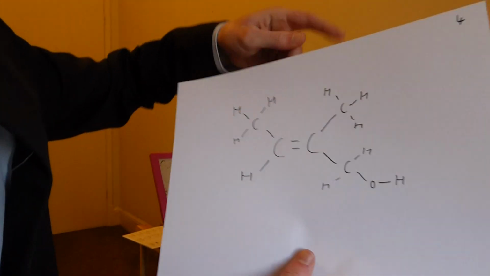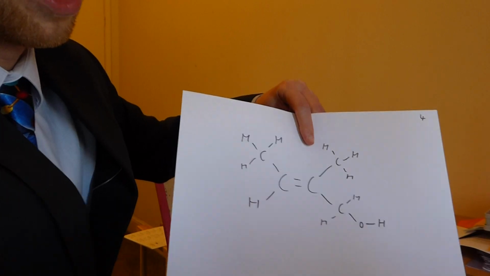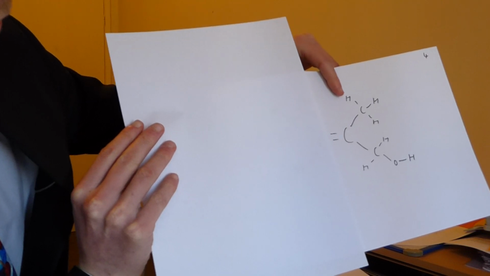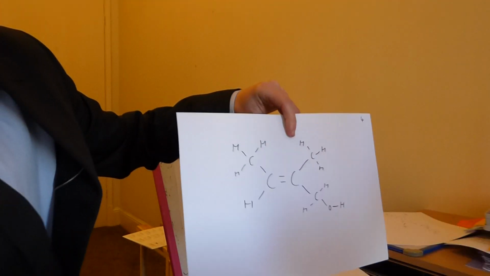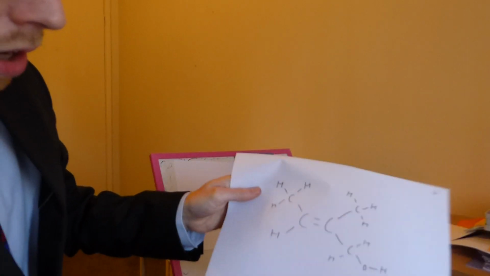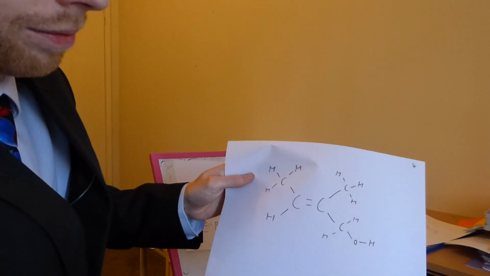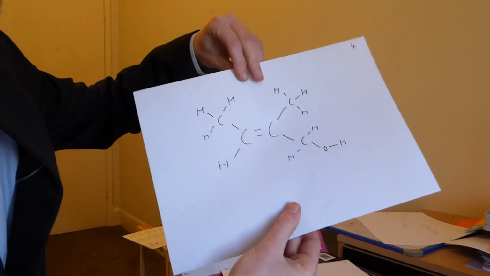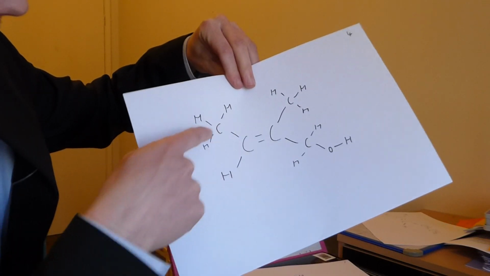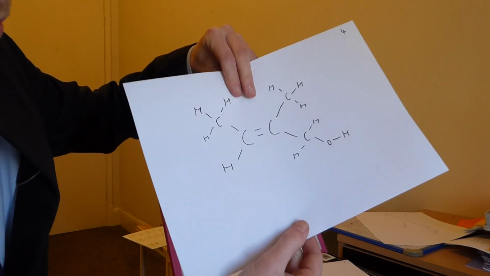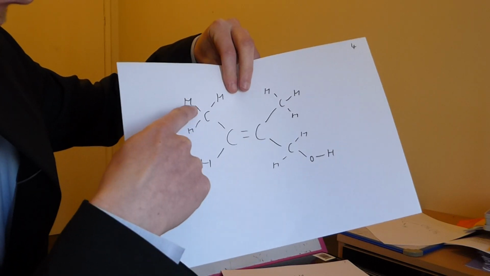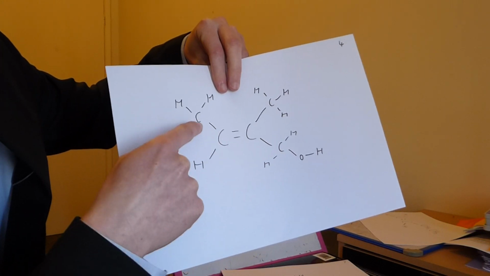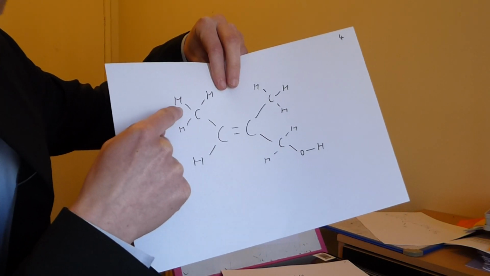So, first of all, let's find out if it does have geometric isomers. Well, that carbon's got 2 different things on it, and that carbon's got 2 different things on it. So, yes, it's going to have geometric isomers. Now, rule 1 says that I need to give the highest atomic number priority. So, for this carbon here, my highest priority group is this one because carbon has a higher atomic number than hydrogen, just like the other ones we met. So that is the highest priority group on this side.